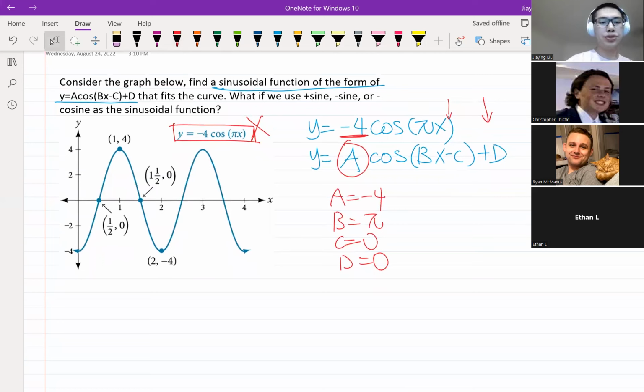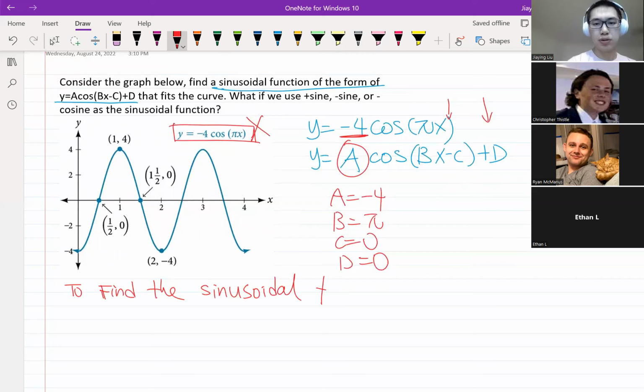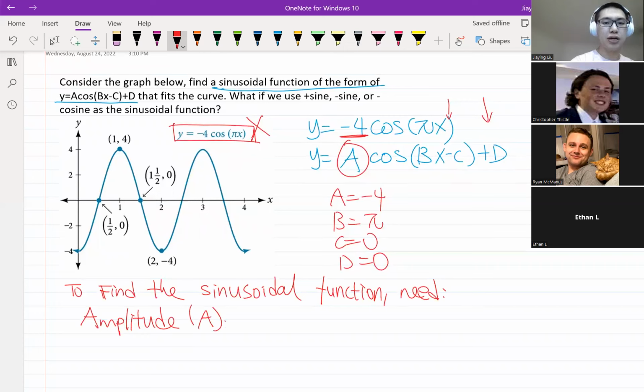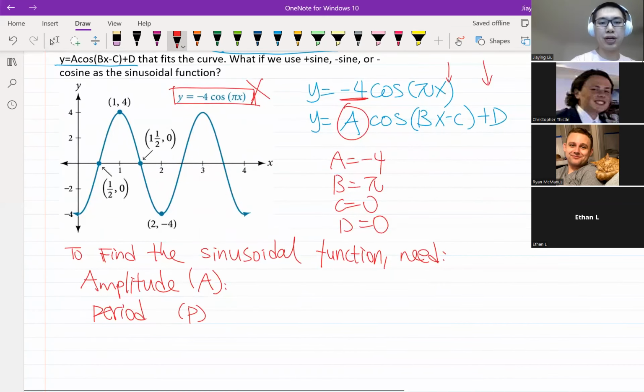So in order to find the sinusoidal function, we usually need a few things. We need to know the amplitude from the graph. I just call that A. We also need to know the period from the graph. Let's call that T. And from the period, we can actually come up with a B value for the function.